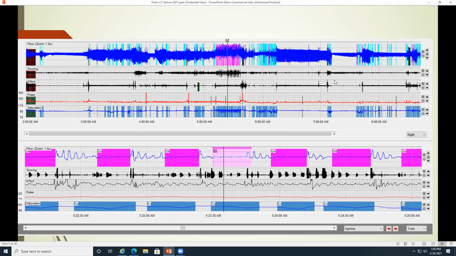We'll go over more sleep study examples later on, but this is just a brief look. You only get a couple things to look at here. You have the flow, you have snoring, the effort, pulse, and then oxygen saturation going down. It's the same categories in the bottom. So you're really just looking at a couple different things.